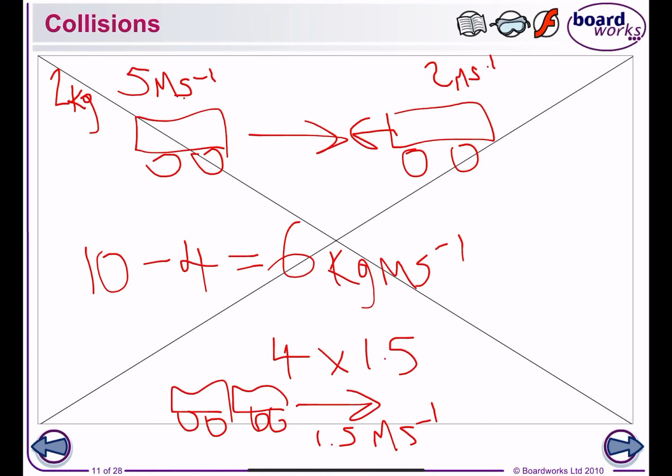But you see, if I didn't have the direction there, I'd have got a very different answer, because I would have added my 10 and my 4 together and said, oh, well, before I've got a total momentum of 14. Well, that's not true, because momentum is a vector.